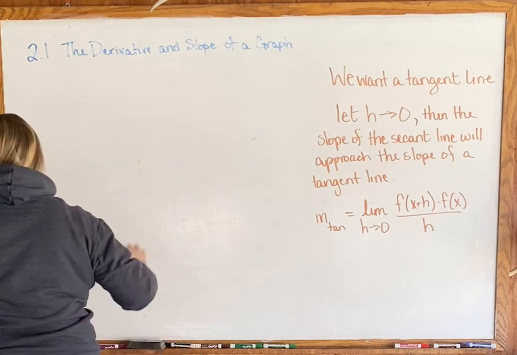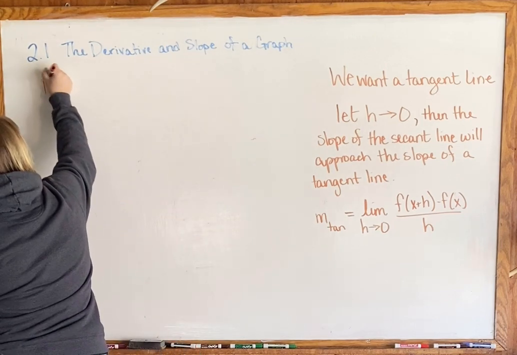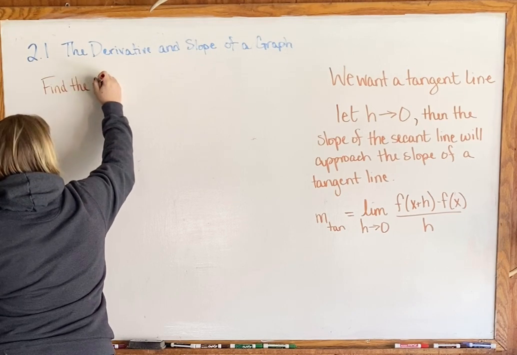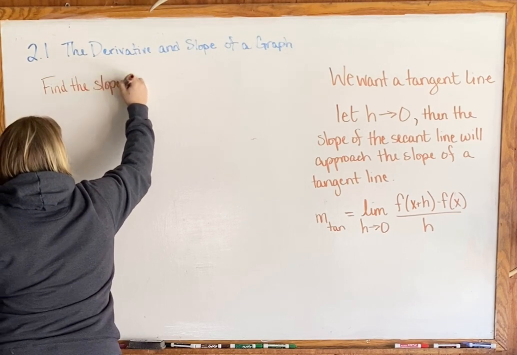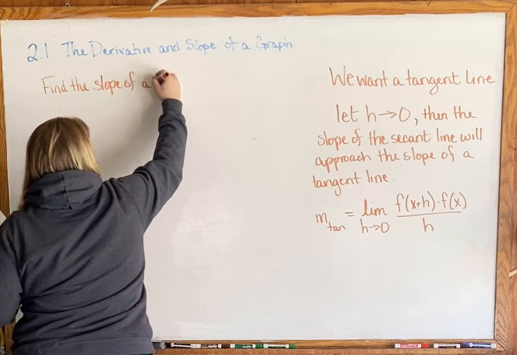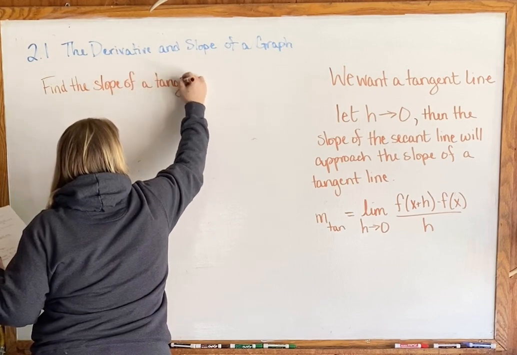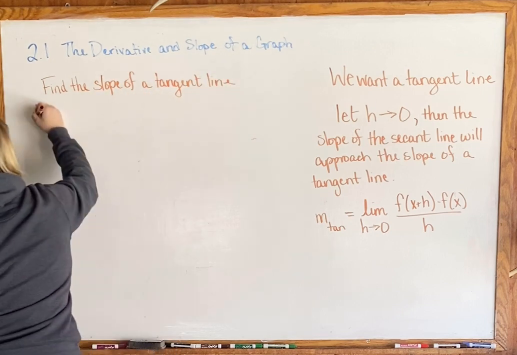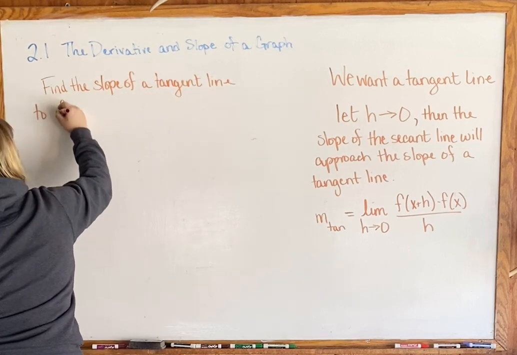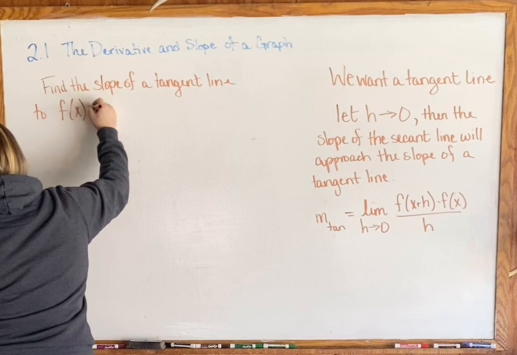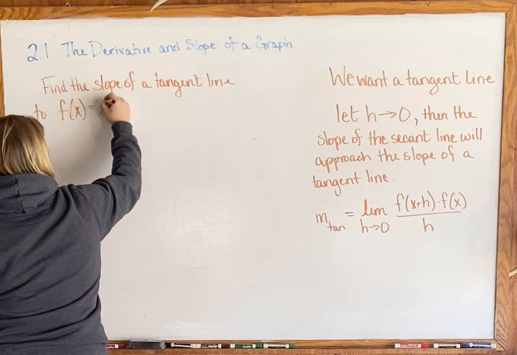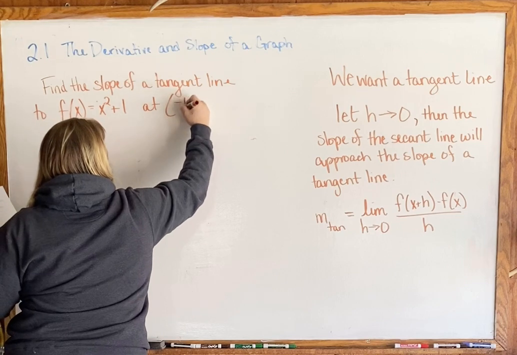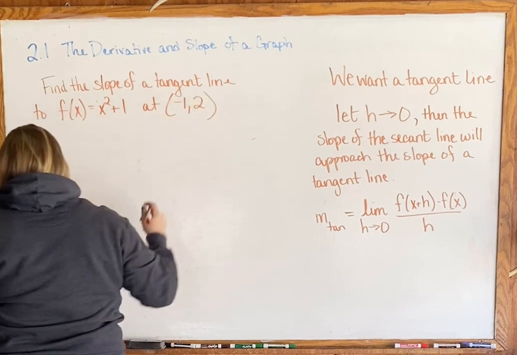Okay, so our example says, find the slope of a tangent line to f of x equals x squared plus 1 at the point -1, 2.